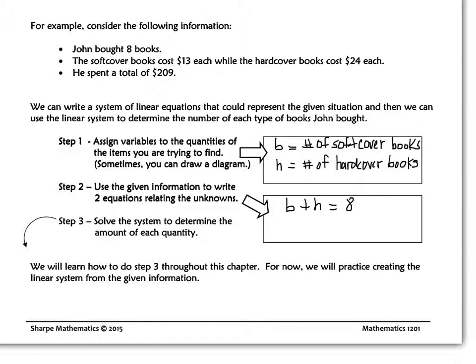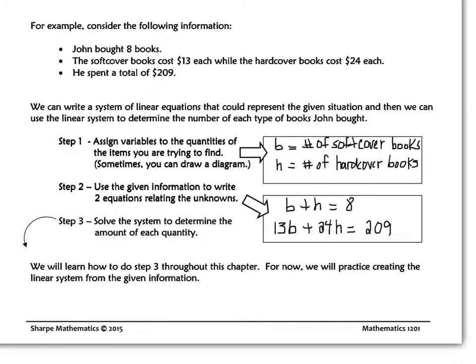So when we buy things, we need to know the number of items and the individual cost of each item. If we multiply the number by the cost of each, then we can get the total. That would help us in most of these cost problems. You look for something like that a lot of times in your second equation. So in this case, we have $13 for every softcover book plus $24 for every hardcover book, and that will give you a total of $209.